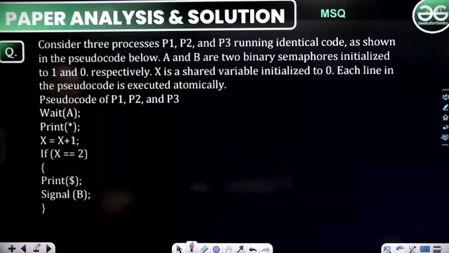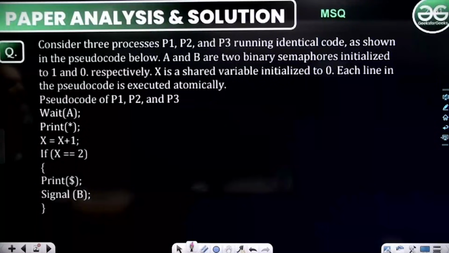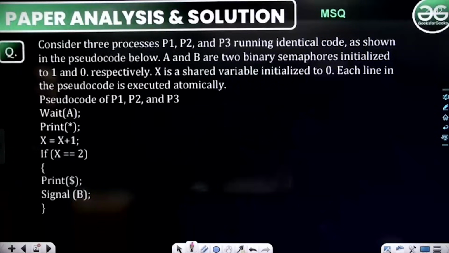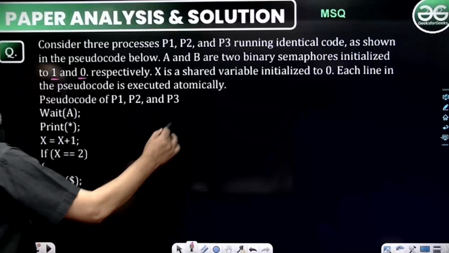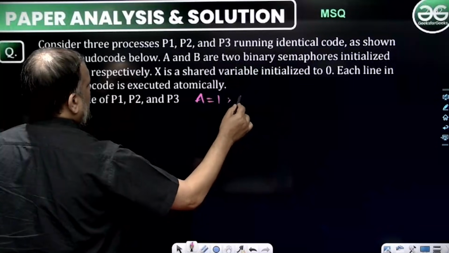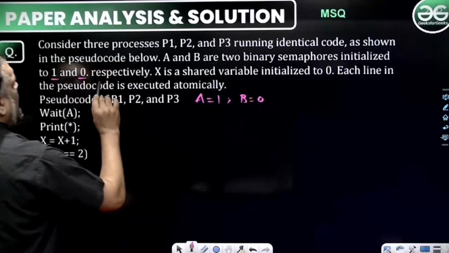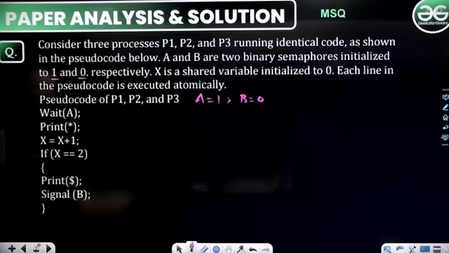Next. Consider three processes P1, P2 and P3 running identical code as shown in the pseudocode below. A and B are two binary semaphores initialized to 1 and 0. So A is 1 and B is 0. X is a shared variable initialized to 0. Each line in the pseudocode is executed atomically.